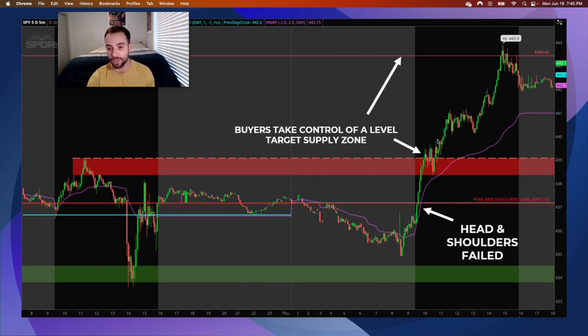And what happened was we got a perfect retest down to VWAP here. Buyers showed up inside this supply zone, which showed that they were still in control of price, and took it all the way up to the next supply zone. This was a crazy move.